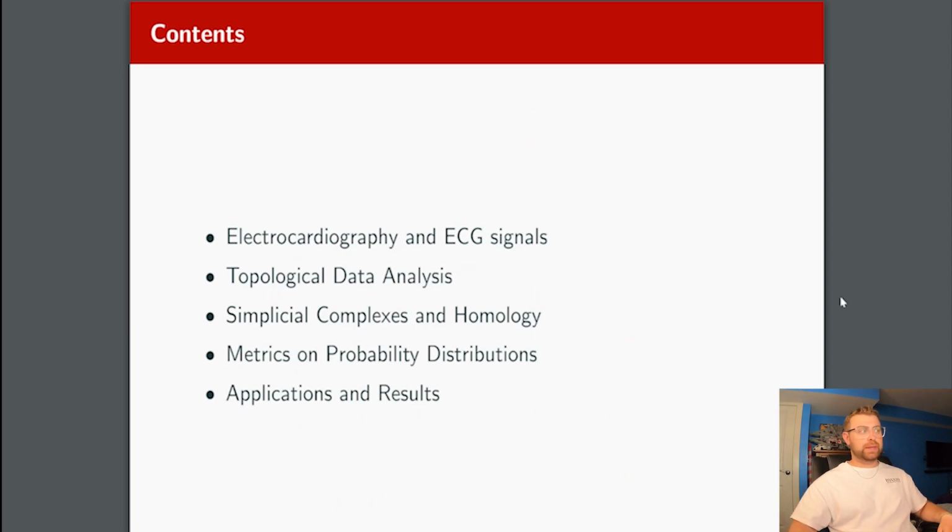So the contents of this presentation: we're first going to look at electrocardiography as a whole, and then these ECG signals and what they are exactly. Then we're going to look at topological data analysis in a nutshell, at a high level, and give a brief overview of what that is and what that entails. Then we're going to shift gears a little bit and look at some basic foundations from algebraic topology, simplicial complexes and homology groups. Nothing crazy. And then we're going to shift gears again and look at metrics on probability measures and distributions and what those look like. And then we're going to look at some interesting results and applications.